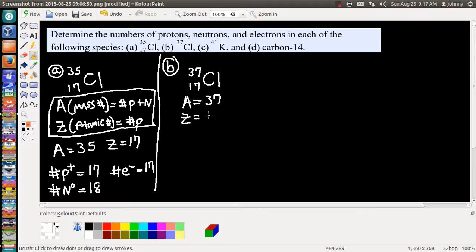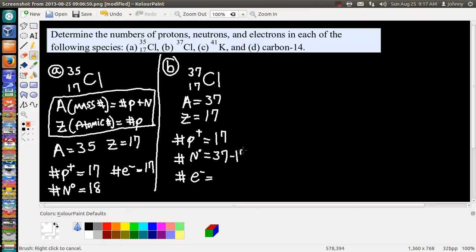Z is 17. Now, from this information, we're going to calculate the number of protons, the number of neutrons, and the number of electrons. So let's go ahead and get started. Notice here that we have an atomic number of 17. That's the number of protons. Now, to get the number of neutrons, we take the 37 and subtract 17 from it. So 37 minus 17 equals 20. That's the number of neutrons.